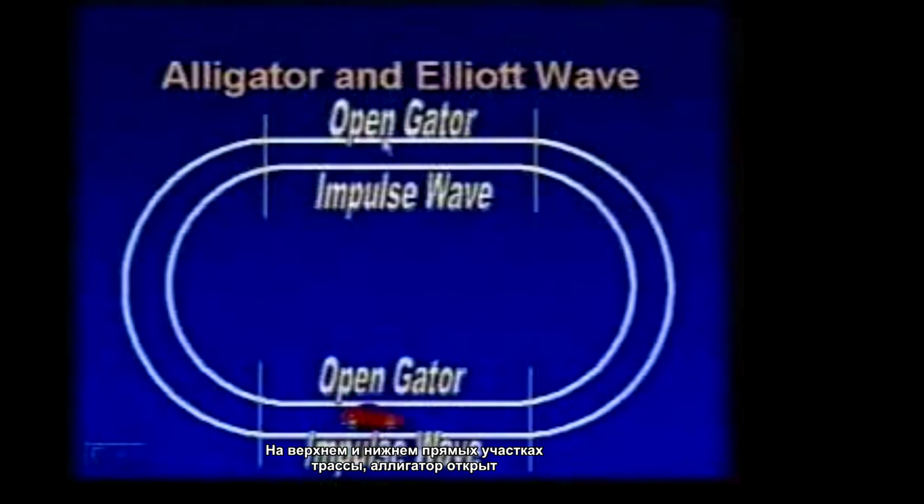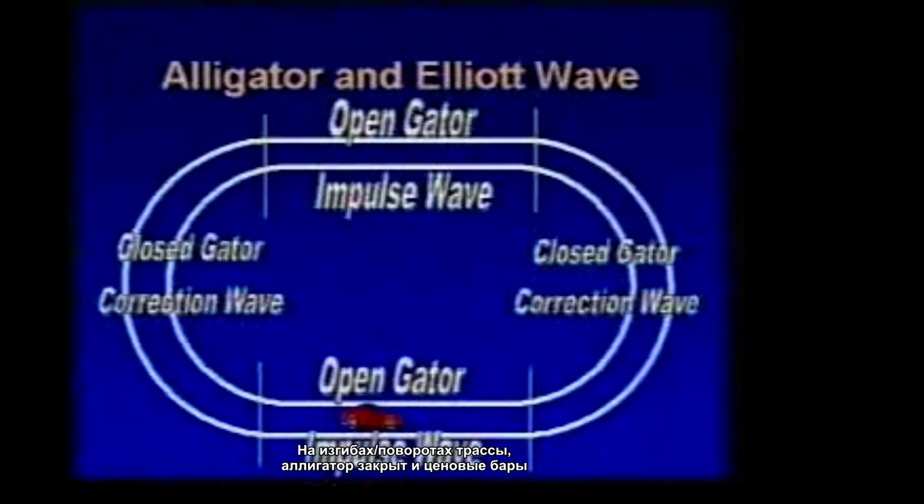So in the top straightaway and the bottom straightaway, we have both an open gator, and it's also, from an Elliott standpoint, an impulse wave. On the ends of the racetrack, we have the closed gator, where the price bars are intertwining with the alligator's mouth on both sides. And again, if you trade at 200 miles an hour, here's what's going to happen to you. You're going to have a crash here. If you trade at 140 miles an hour on the straightaway, you're going to be left behind.